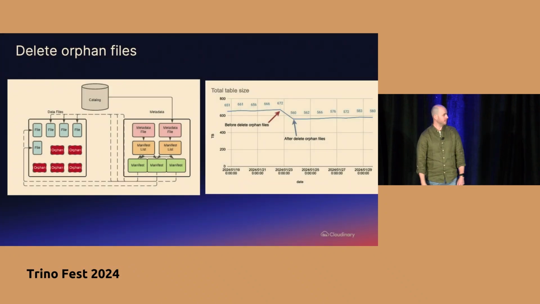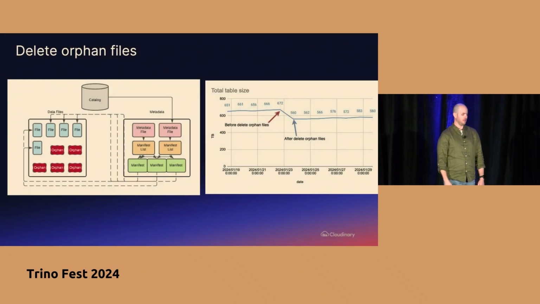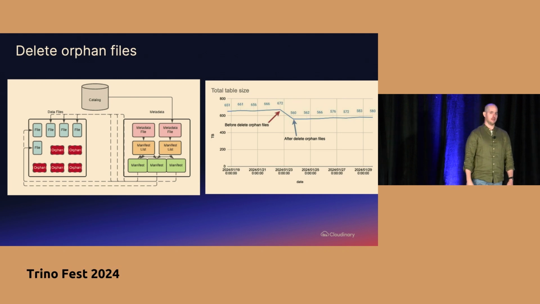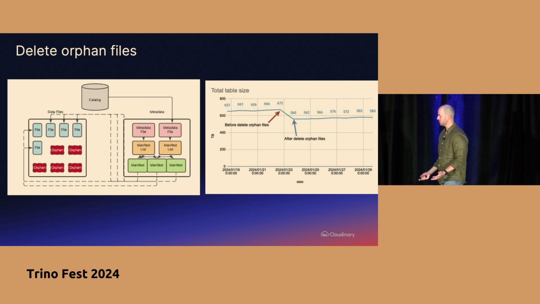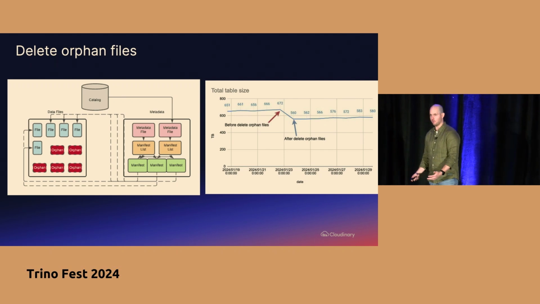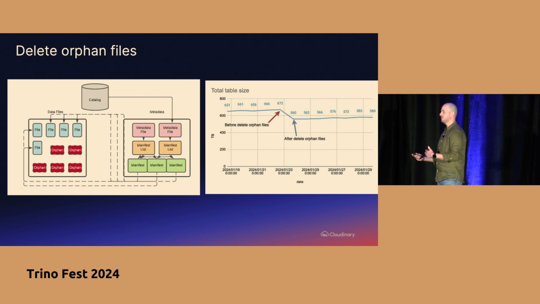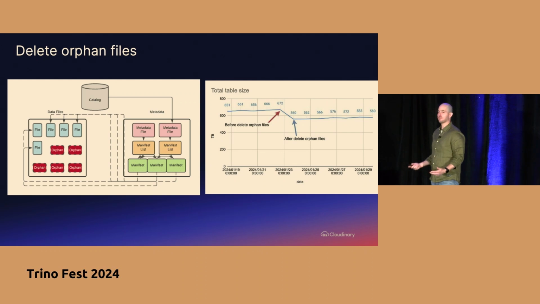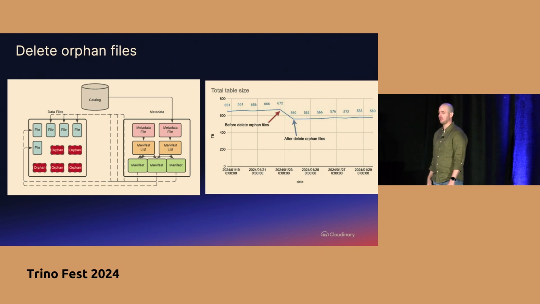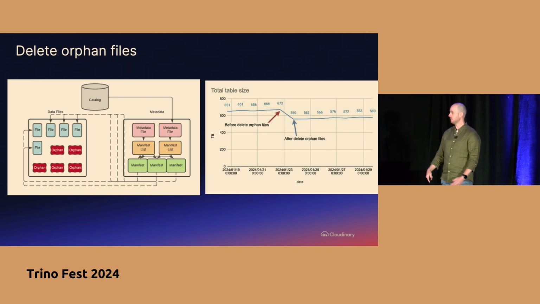Okay, and last but not least, delete orphan files. When a Trino cluster or Spark cluster runs a query and writes into your table, and for some reason the process hits an exception and explodes, you've written data into your storage that is not referenced by the table. There's no reference to that file, so you just have dead files that nobody is accessing, and you're paying for them.